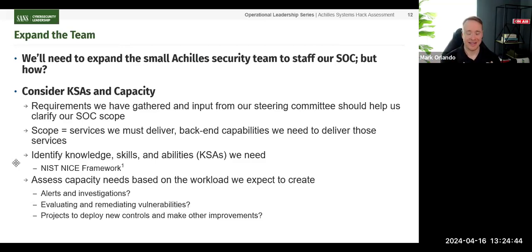Fortunately, there is an existing framework. There are actually a few different ones. I'm going to talk about one here that gives us a ready-built, very detailed catalog of these knowledge, skills, and abilities. We can use that catalog, pick and choose what is relevant to us, to build robust, detailed, and tailored job descriptions for all of the roles that we need to fill in our new Achilles SOC. That framework is the NIST NICE framework.